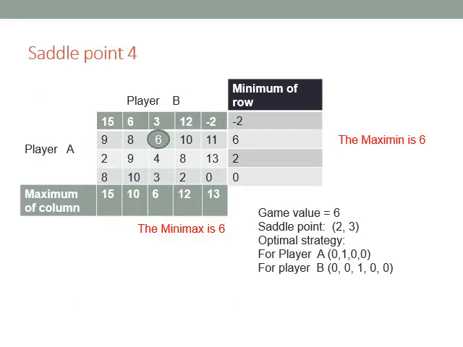Saddle point 4. Surprise. 5 strategies for player B and 4 strategies for player A, because player A has 4 rows while player B has 5 columns.